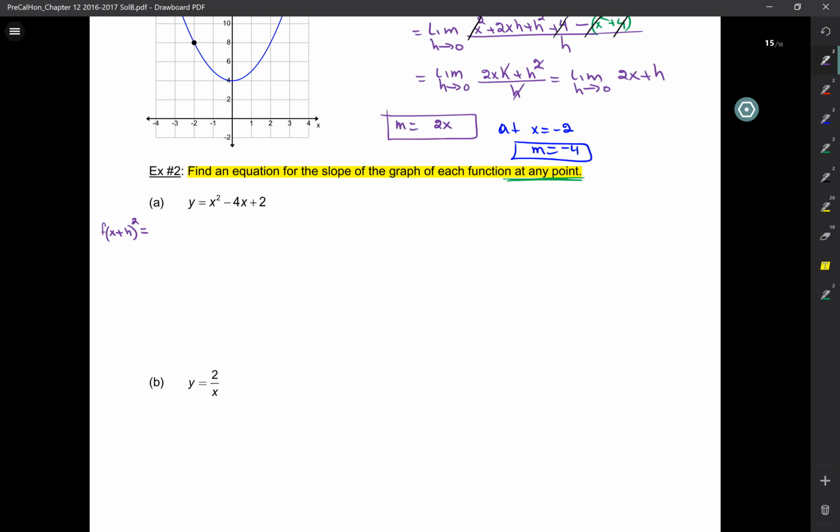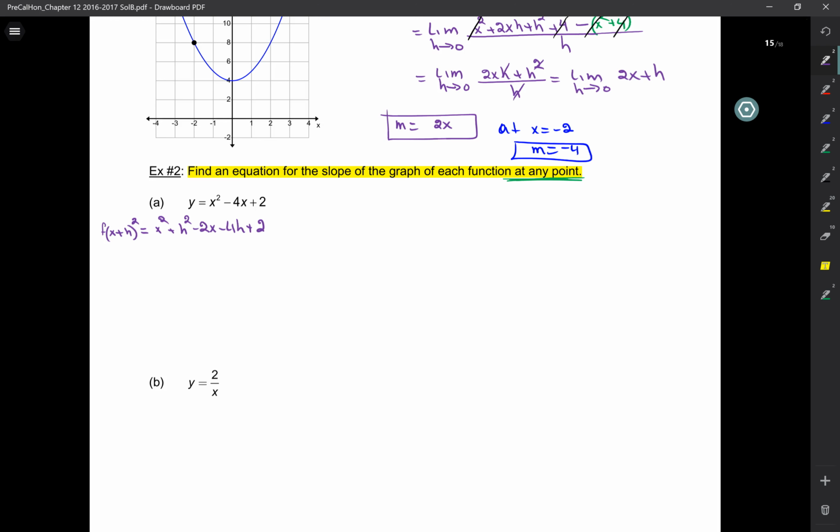Pre-calc is harder. So what do we get here? Final answer. X squared minus 2x minus 4. Is that right?